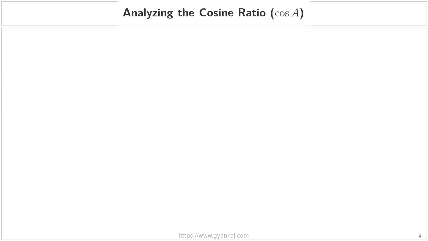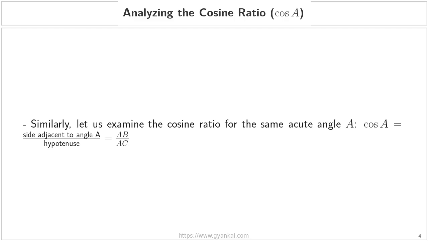Analyzing the cosine ratio, cos A. Now that we have established why the sine ratio is limited, let us apply that same logic to examine the cosine ratio for the same acute angle A. If we look at the definition, cosine of A is equal to the side adjacent to angle A divided by the hypotenuse, which we can write as side AB over side AC.